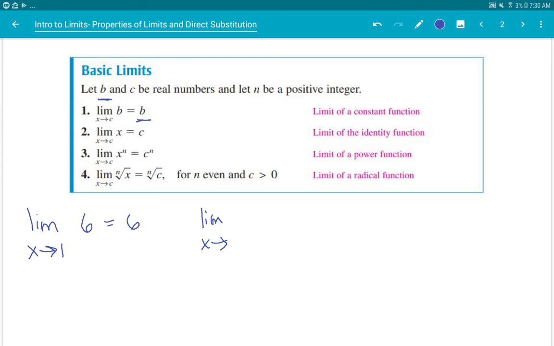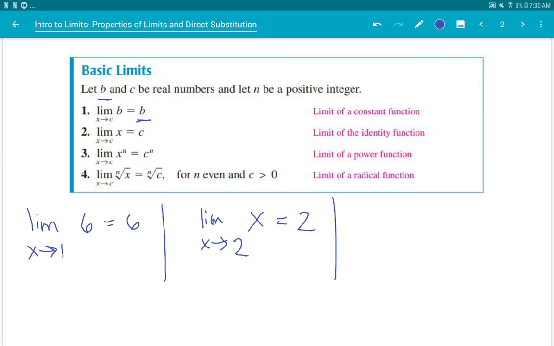The next one works with the limit as x approaches a constant of the function x. We know that the function x is just the y equals x line, which goes through the origin. Based on the y equals x line, all the points on this line have the same x and y coordinates. So we know that (2, 2) is a coordinate, (3, 3) is a coordinate, (-1, -1) is a coordinate. So this value here is just going to be 2. Again, another basic concept.